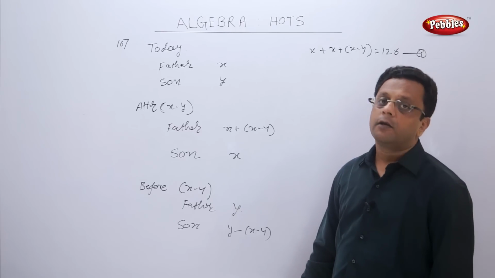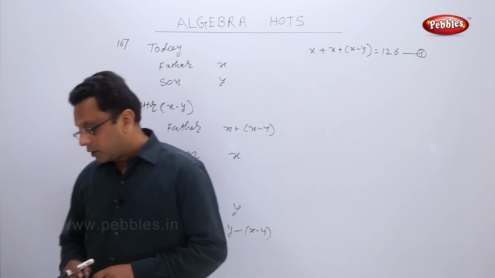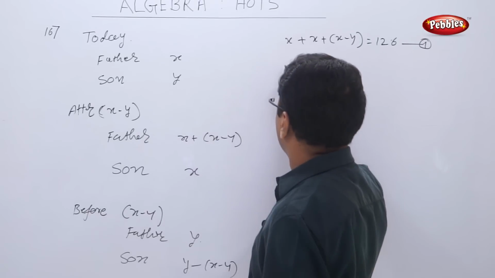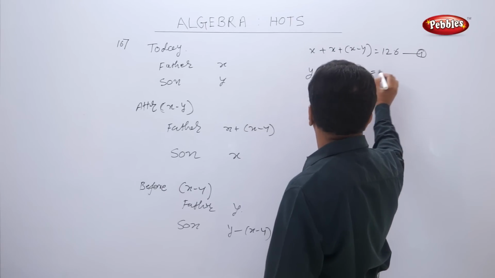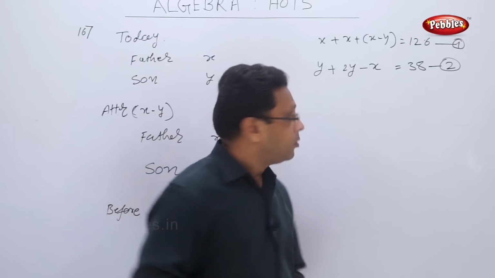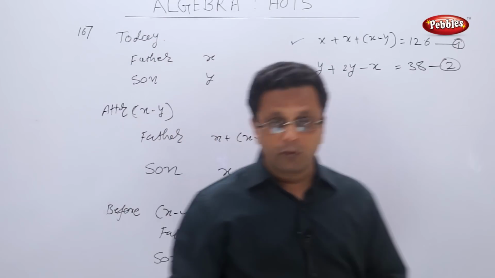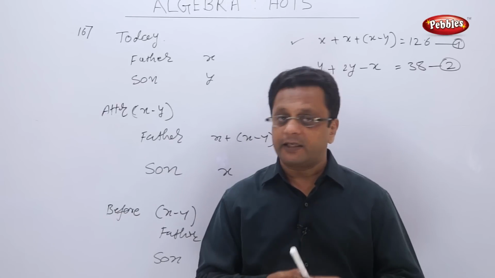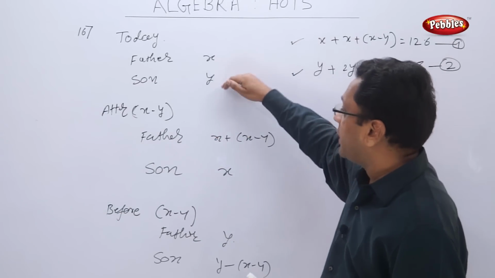So 2Y minus X. So what does our second condition say? The sum of their ages then was 38. By the second equation we get Y plus 2Y minus X is equal to 38. Now we have got two equations and two variables. We can easily solve these two equations and find out the value of X and Y, that is the current age, today's age of father and son.